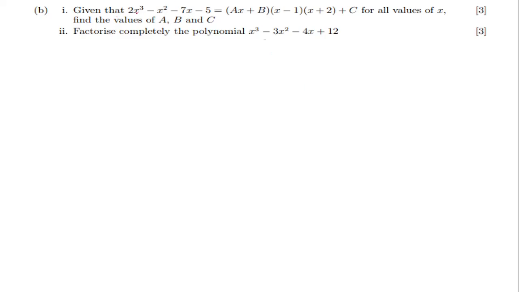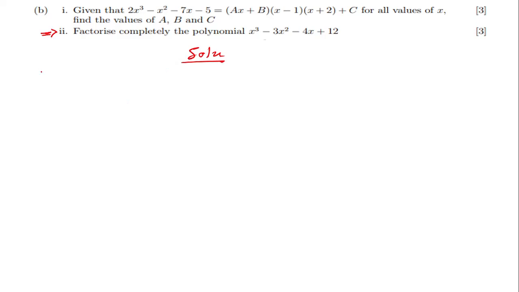Okay, so the first question was: given that 2x cubed minus x squared minus 7x minus 5 is equal to that, for all values of x, find the values of a, b, and c. For this question, we actually solved it and found the solution. So we are going to focus on this particular question, which is saying factorize completely the polynomial x cubed minus 3x squared minus 4x plus 12.